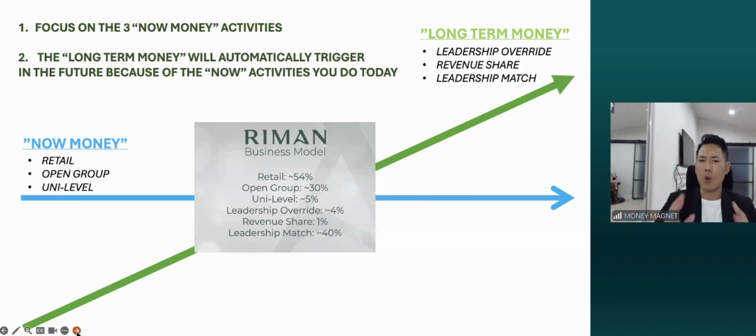So what is the now money, right? It's focusing on the retail. So what is open group? Open group is called aggressive expansion, right? This is where you build a team, right? This is where Robert Kiyosaki talks about you get to participate in passive income, right? Where you're getting paid on other people's efforts, right?